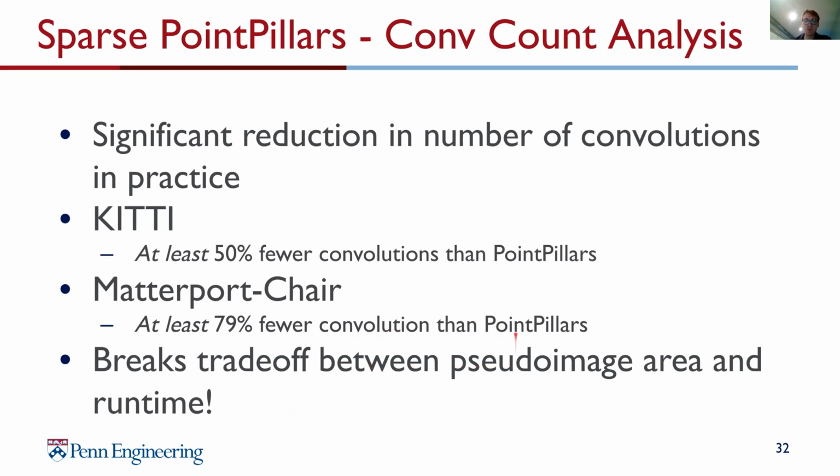And as I mentioned earlier, the key thing here is this breaks the trade-off between pseudo image area and runtime, because for a lot of these newer AV data sets, they have detections out to say 200 meters. And you either have to have really large pillar sizes, or you need to just eat the fact that you're going to have an enormous pseudo image. This allows you to break that trade-off. You can have small pillars, and the fact that this pseudo image is extraordinarily sparse by virtue of going out to 200 meters, you're still able to get good performance on your sparse backbone.